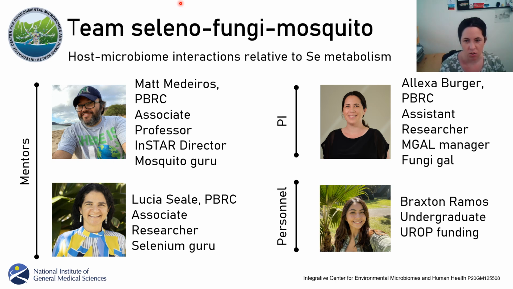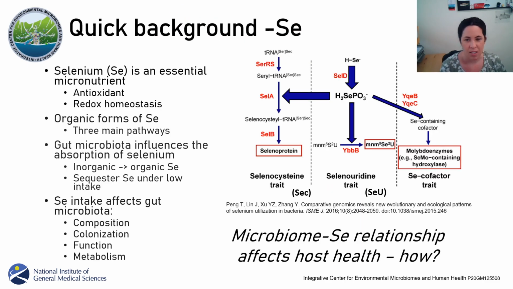And she also has her own UROP funding for a project related to this one that I'll describe a little later. And now I'd like to give a little bit of background to stitch together these three seemingly disparate pillars of this project: selenium, fungi, and mosquitoes. Selenium is an essential micronutrient that is essential to host health. It is a strong antioxidant and contributes to maintaining redox homeostasis. There's a narrow range of selenium adequacy in the diet. Too little or too much is detrimental to health.